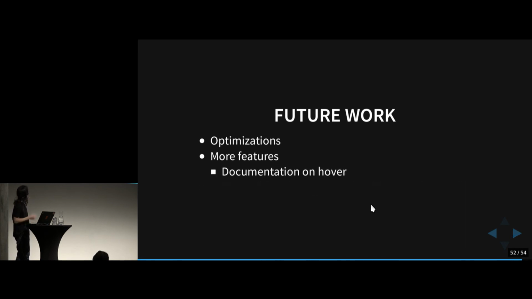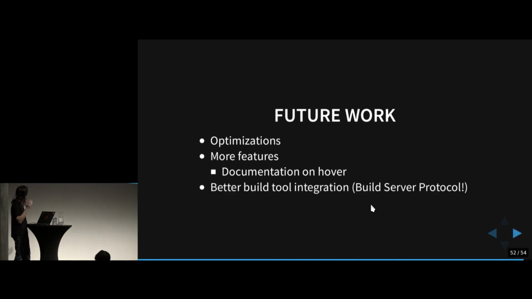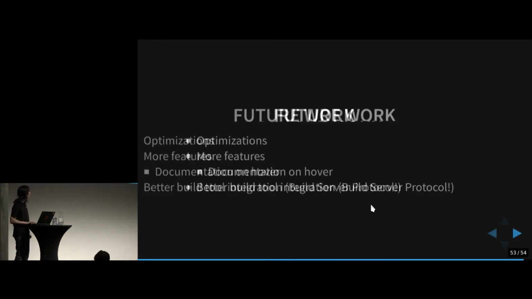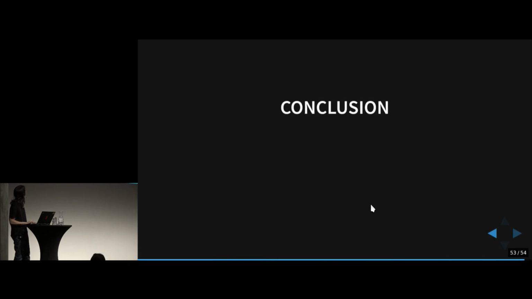A big one is documentation and hover, which means we want to store in Tasty the content of the documentation of each method. And if we do that, then not only do we get documentation in the IDE, we can reuse it in the REPL too. We could have a :doc command in the REPL to get documentation. I think that'd be very cool. Better build tool integration with the build server protocol, and probably more stuff.